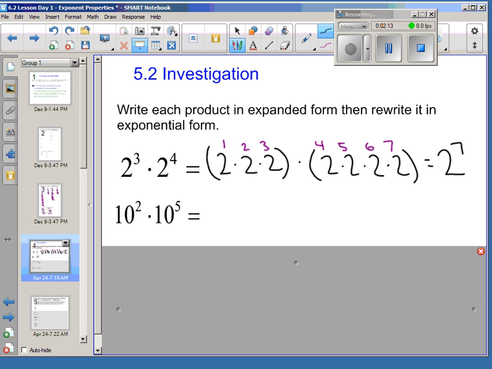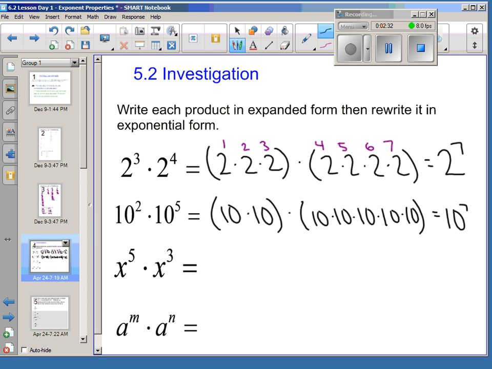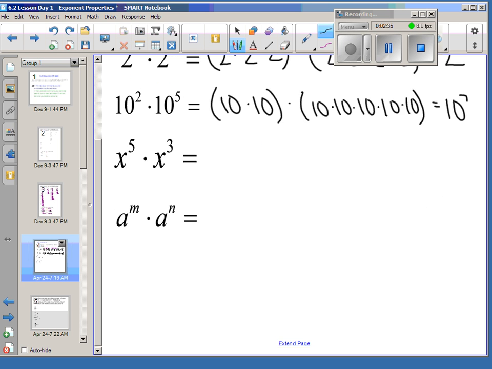And with tens, 10 squared is 10 times 10. And 10 to the fifth is 10 times itself 5 times. So 10 squared times 10 to the fifth is the same thing as 10 to the seventh. X to the fifth times x cubed is x times x times x 5 times, so there's x to the fifth, and then x cubed is 3 more, which gives us x to the eighth.